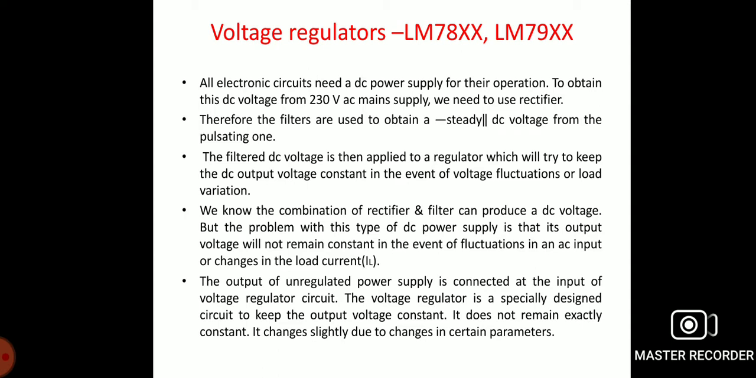We know the combination of a rectifier and a filter can produce a DC voltage, but the problem with this type of DC power supply is that the output voltage will not remain constant in the event of fluctuations in the AC input or changes in the load current. The output of the unregulated power supply is connected at the input of the voltage regulator circuit. The voltage regulator is a specially designed circuit to keep the output voltage constant. It does not remain exactly constant, it changes slightly due to changes in certain parameters.